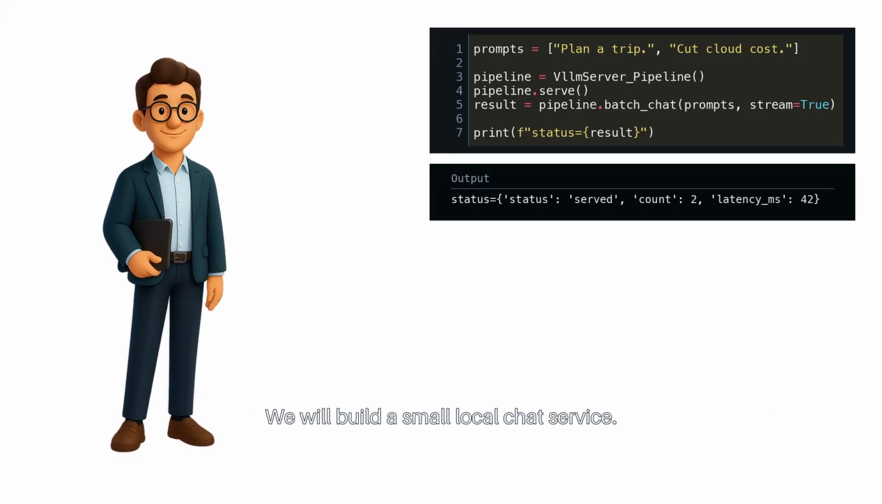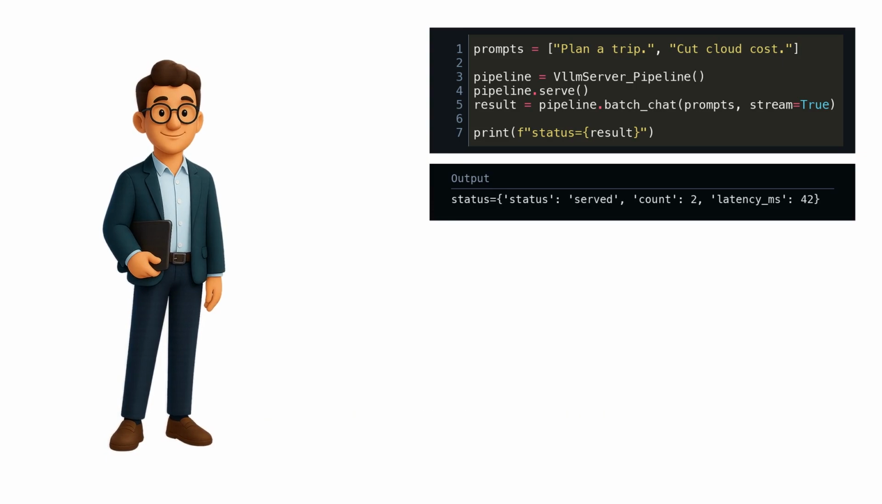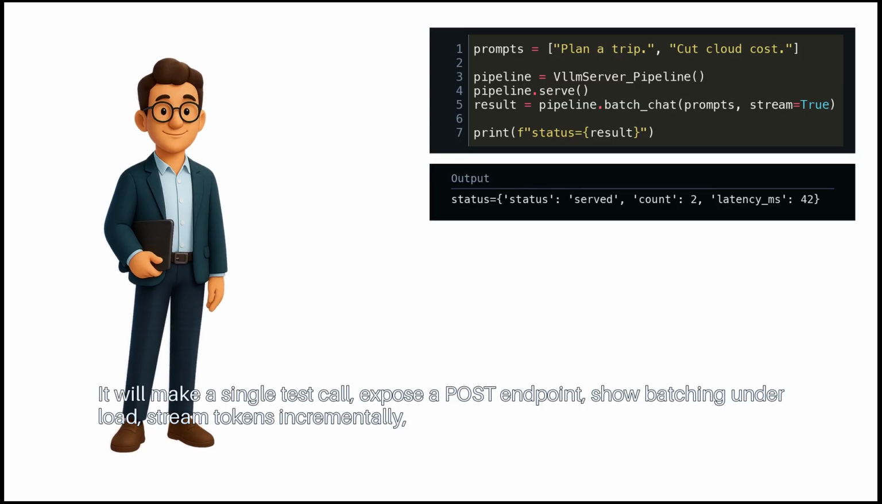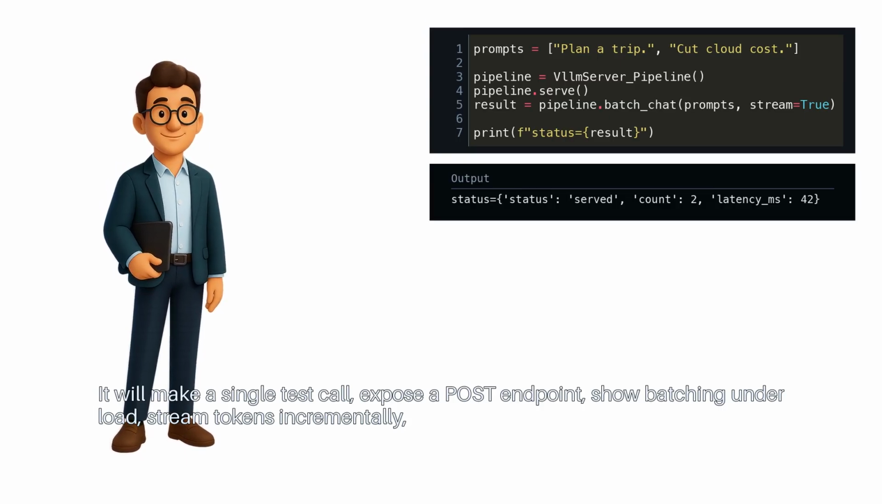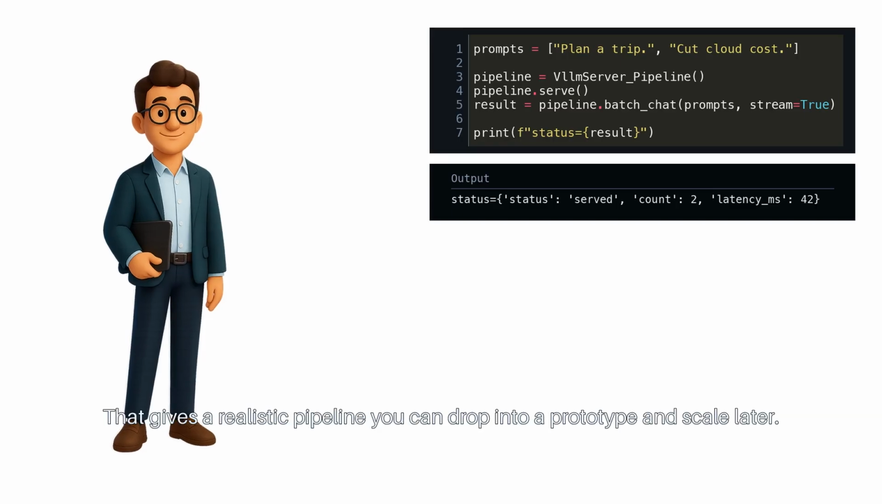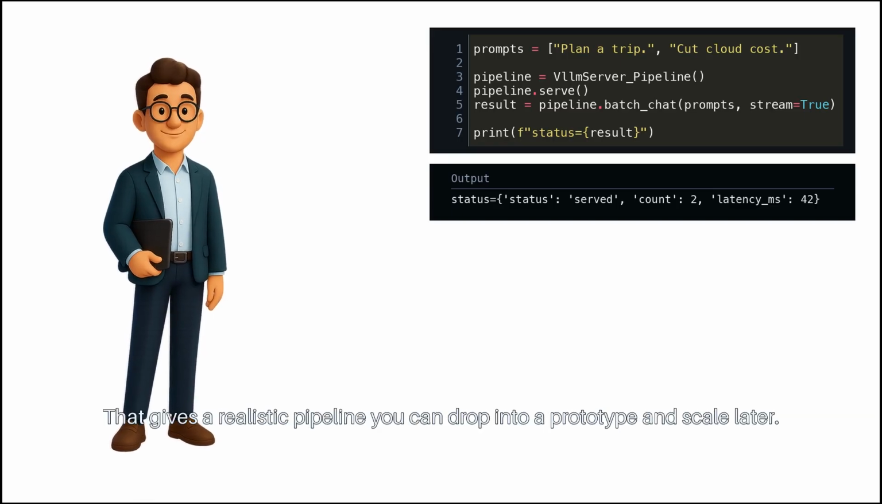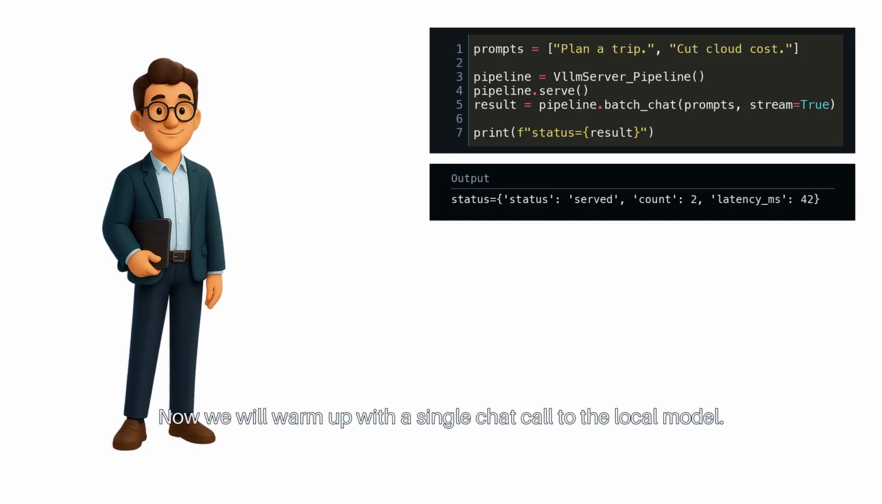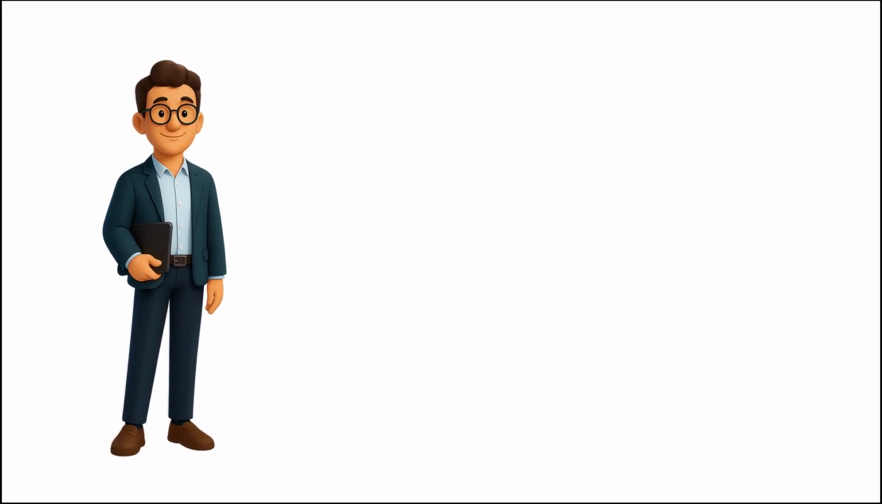We will build a small local chat service. It will make a single test call, expose a POST endpoint, show batching under load, stream tokens incrementally, and add a guard that times out long requests. That gives a realistic pipeline you can drop into a prototype and scale later. Now we will warm up with a single chat call to the local model.